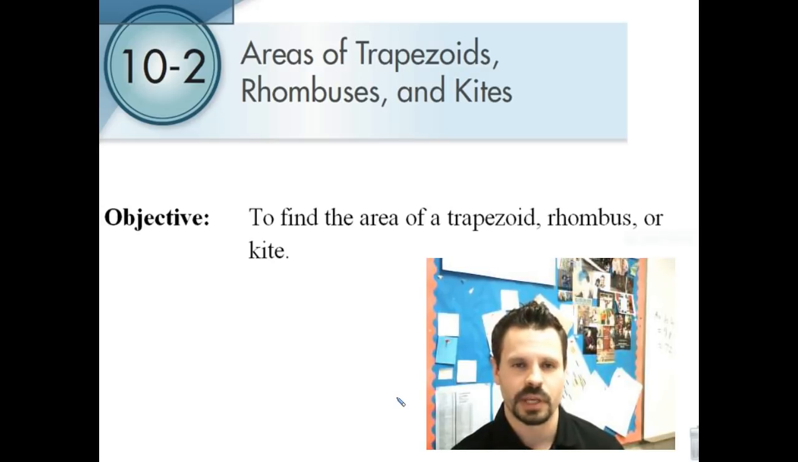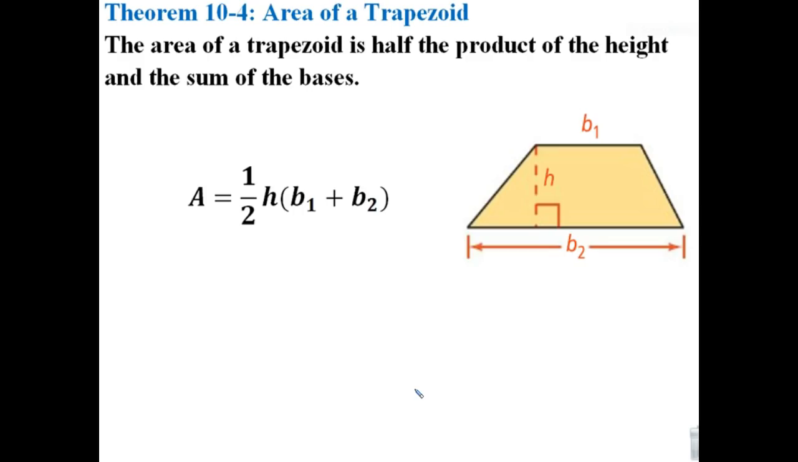In 10.2, we're going to look at areas of trapezoids, rhombuses, and kites. Oh my. The objective is to find the area of trapezoids, rhombuses, and kites. Pretty straightforward. Here we go with that.